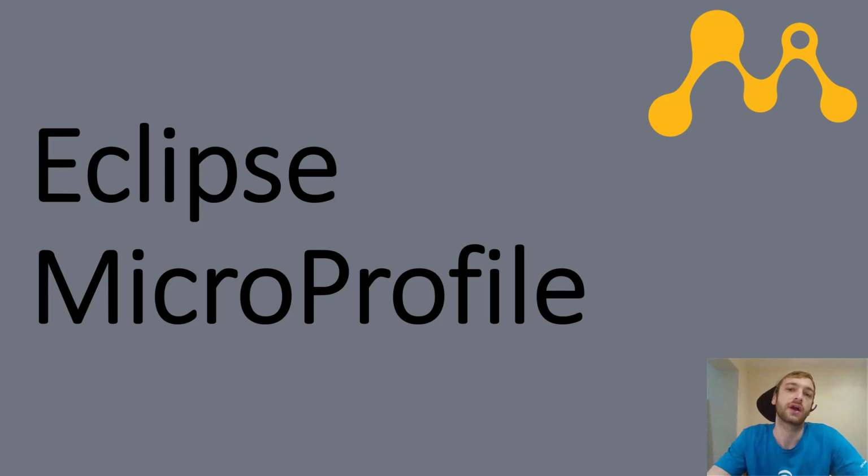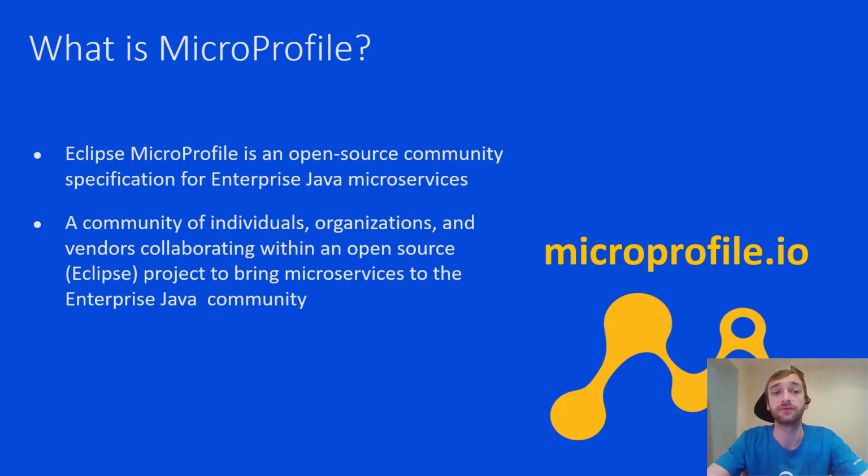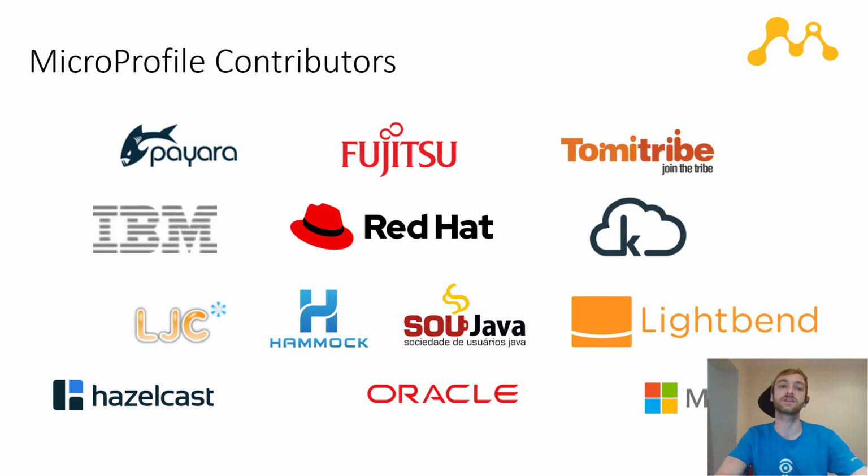So let's talk a bit about Eclipse MicroProfile. So what is Eclipse MicroProfile? Eclipse MicroProfile is an open source community specification for enterprise Java. Essentially, Java EE, which is now Jakarta EE, was going a bit slow or not quite in the right direction in regards to cloud native Java. And at this point, the cloud had already been a thing for a few years. So a community of individuals and organizations got together to create Eclipse MicroProfile to bring microservices to the enterprise Java community. These are some of the contributors, and without many of these, the project would not be where it is today.